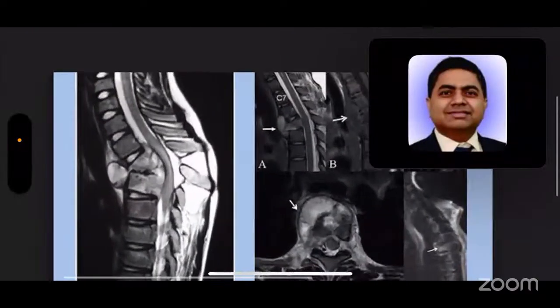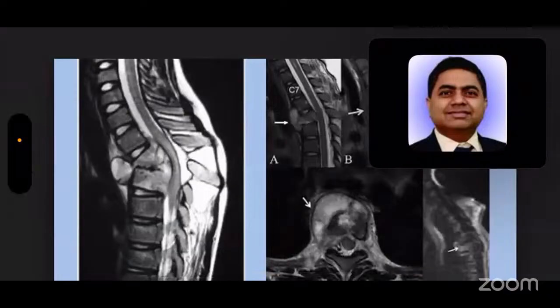So they have a vertebral column which is destroyed. There is a prevertebral abscess which we see. There is an epidural abscess compressing the cord. The cord is getting kinked, and if we look posteriorly, the spinous processes are getting distracted.